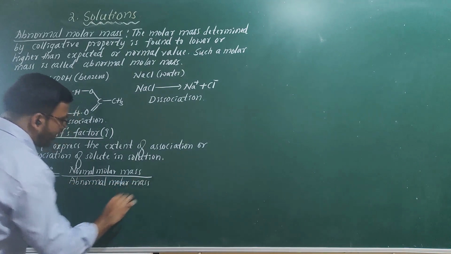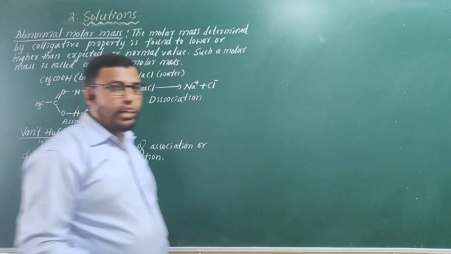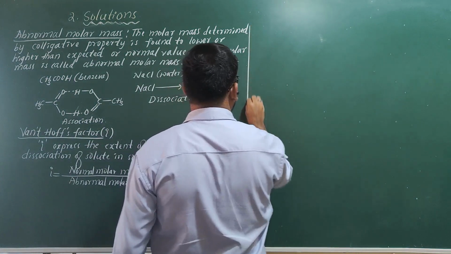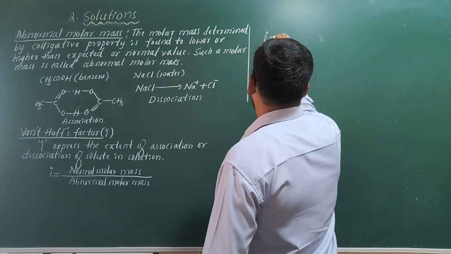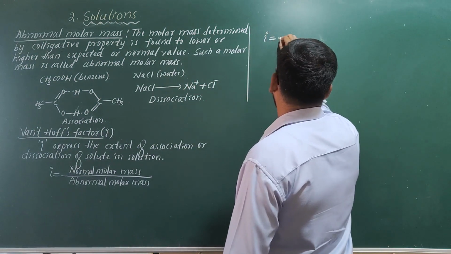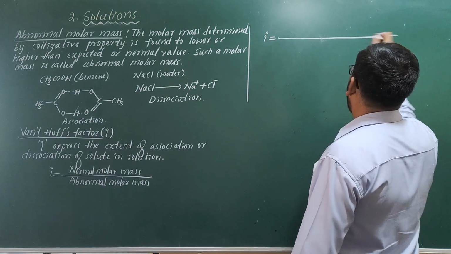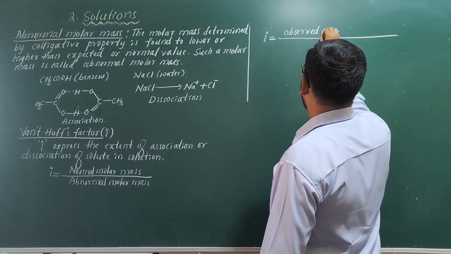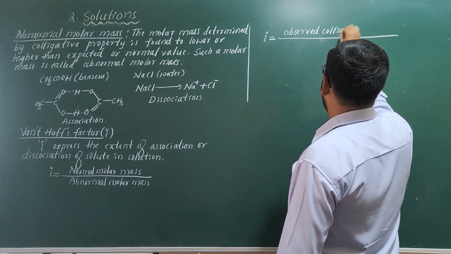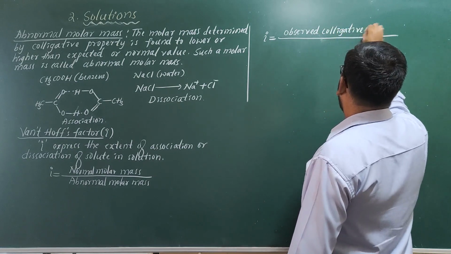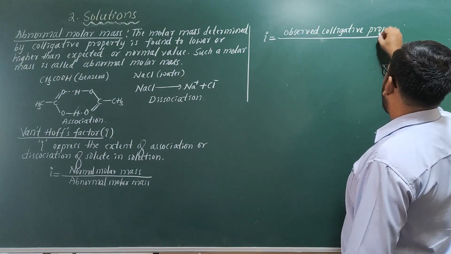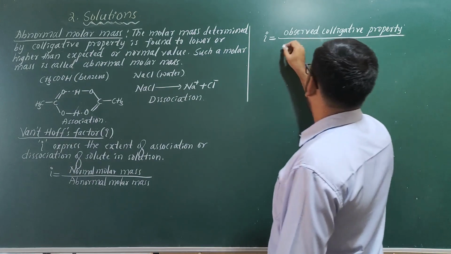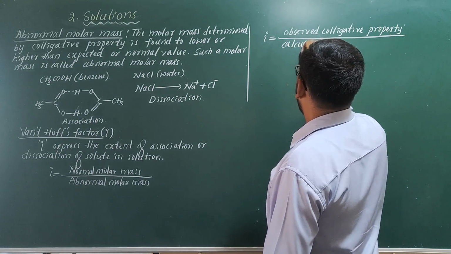Or we can also define this i value as: i value can also be defined as the ratio of observed colligative property to the calculated colligative property.